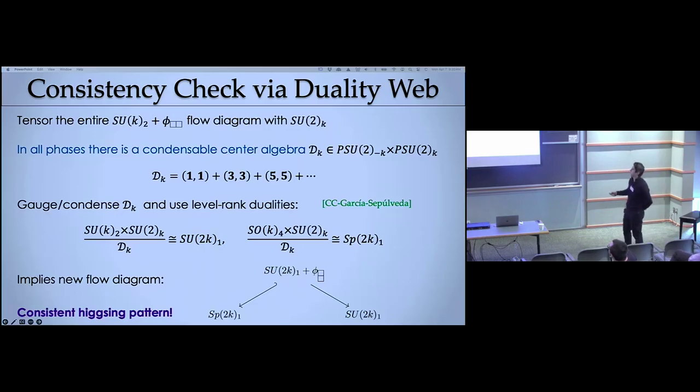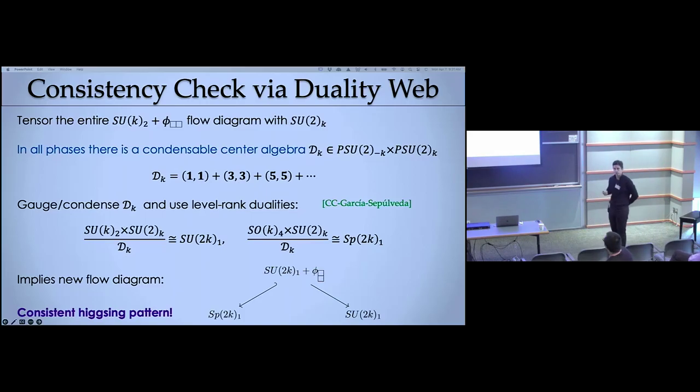Now I can condense this anyon in all phases of the theory, the UV and the infrared phases. And I use two level-rank dualities here and here, so that this is the same as SU(2K) level 1, and this is the same as Sp(2K) level 1. And what this implies is that from our flow, we get a new flow diagram, which is this one. And the consistency check is that this is indeed a consistent RG flow diagram. So that's kind of a duality web style check. If you propose a new fancy symmetry, you could try to gauge it and see if you get something consistent.